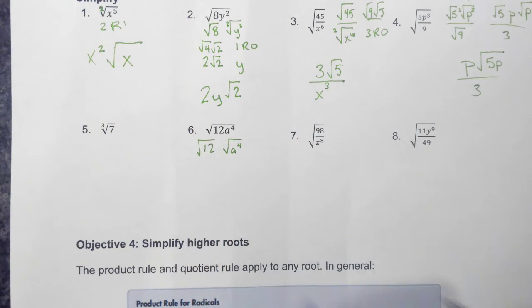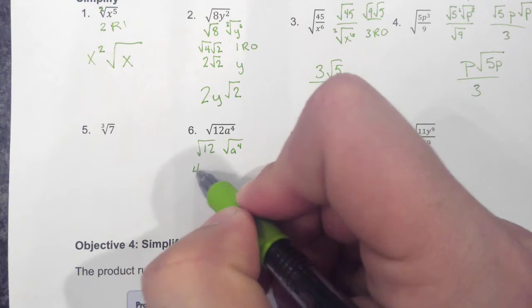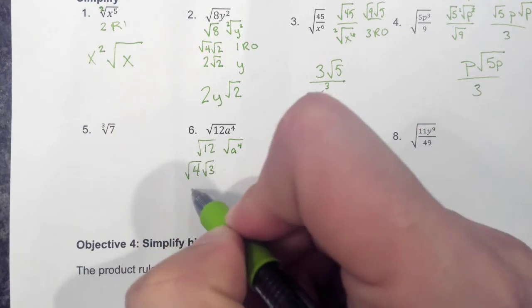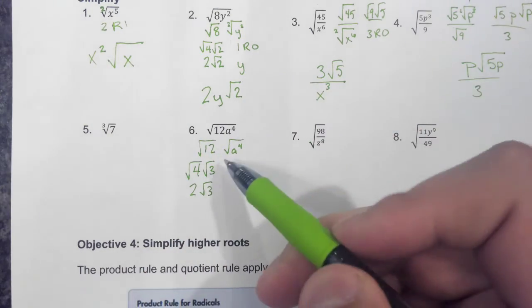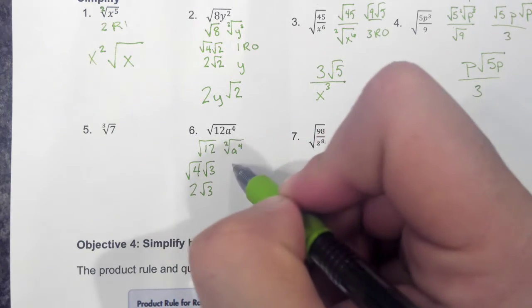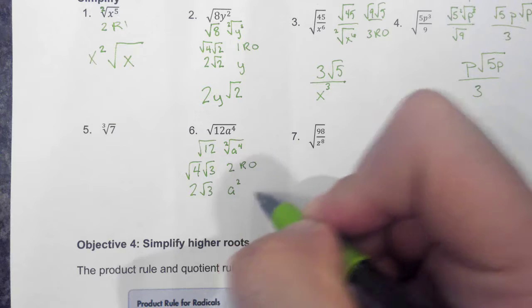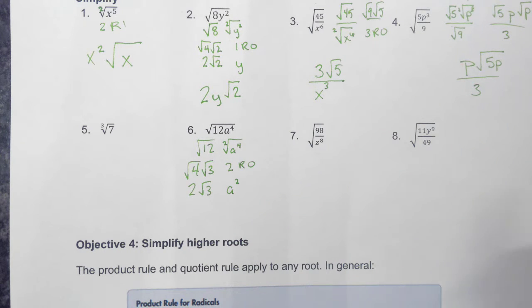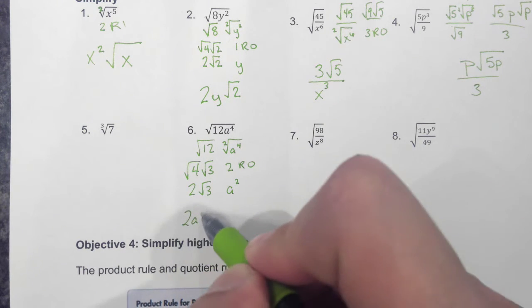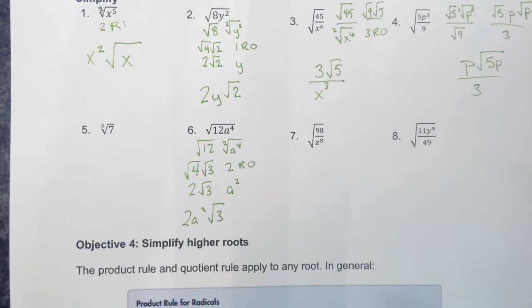What perfect square divides 12? That would be 4 times 3. So square root of 4 times square root of 3. So that's 2 square roots of 3. This one, how many times does 2 go into 4? It goes into it twice with a remainder of 0. So that would just be a to the 2nd. Nothing on the inside because there's no remainder. Put the pieces together. 2a squared square roots of 3.